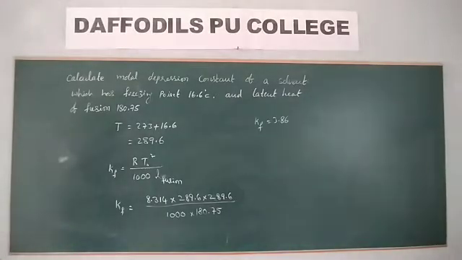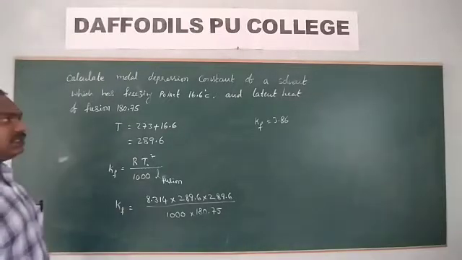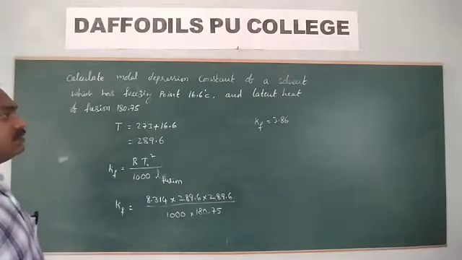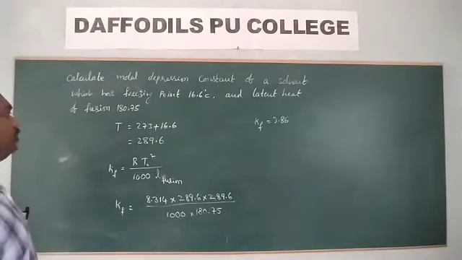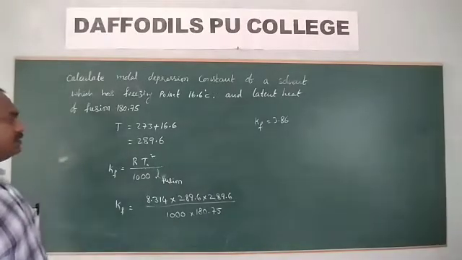Now look at this problem. Calculate the molar depression constant of a solvent which has freezing point 16.6 degrees centigrade and the latent heat of fusion is 180.75.